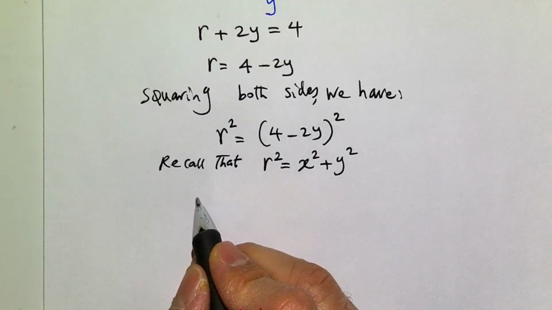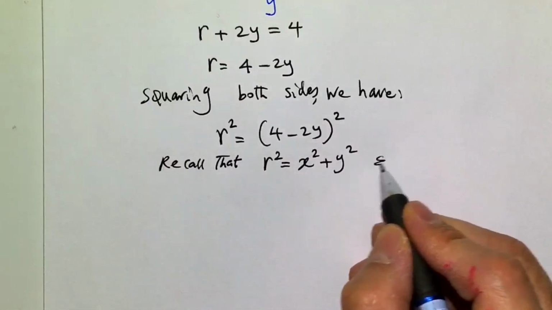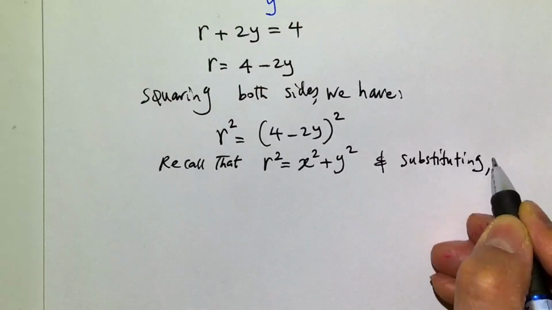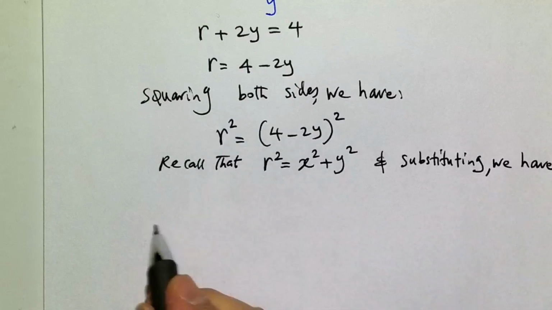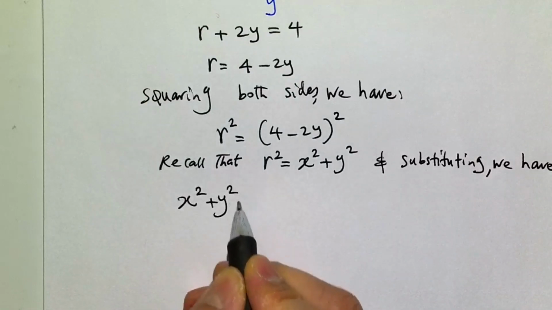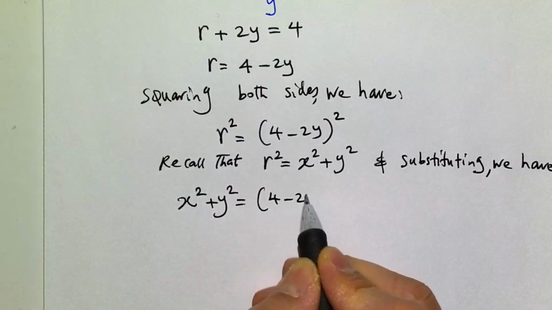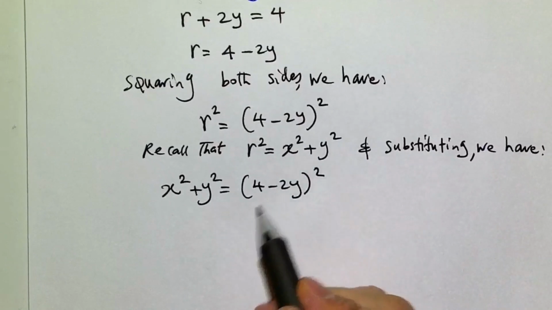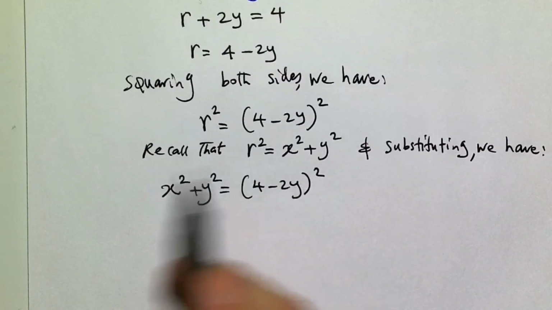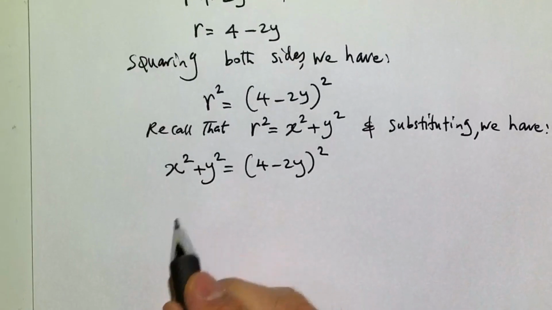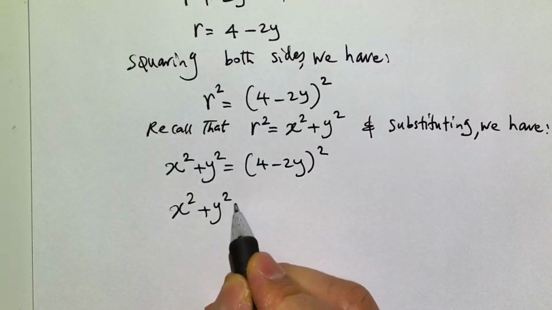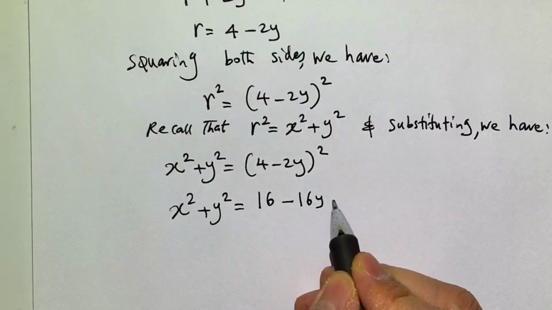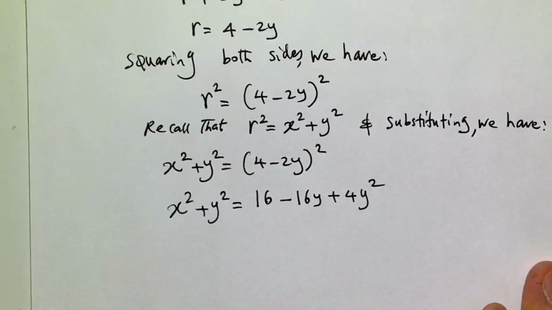And so we have, recall that and substituting, we have x squared plus y squared equals 4 minus 2y squared. Right? Okay, great. So now let's expand the right side and combine the like terms and simplify our equation. So we have x squared plus y squared equals 16 minus 16y plus 4y squared, right?